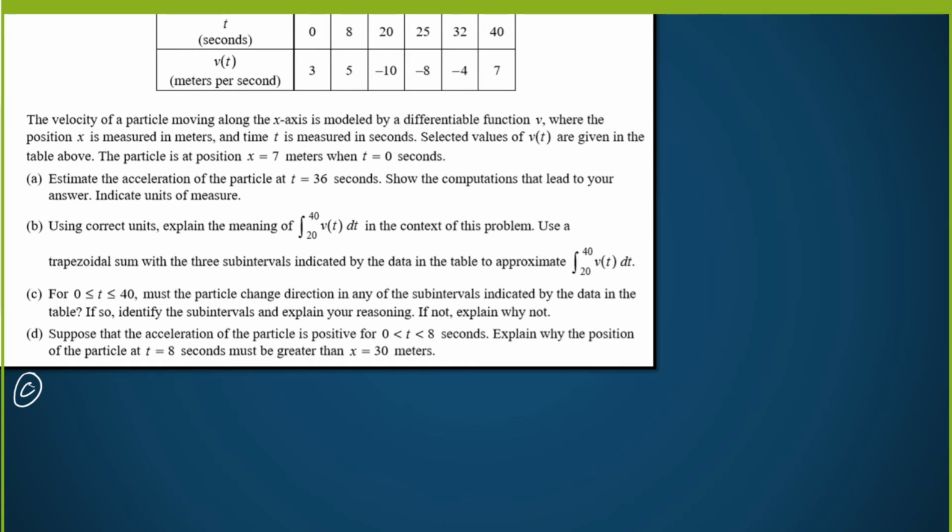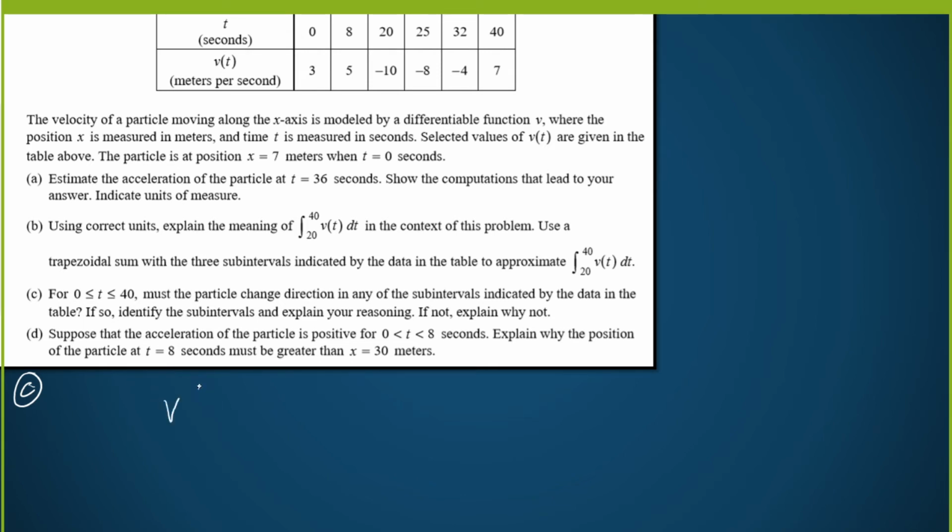So we find critical points. If the velocity is equal to 0, since that's already a derivative, that would be when the particle changes direction. So, in which interval would the velocity hit 0? Between 8 and 20, and 32 and 40.